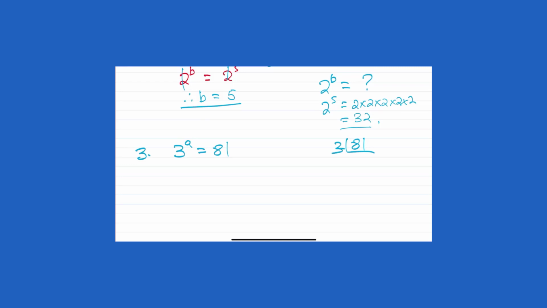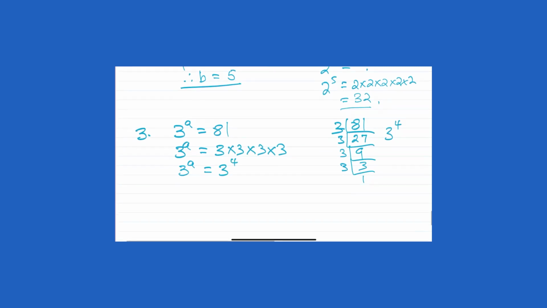So we have 3 going into 81. This will be 27. And 3 will go here, this will be 9, and 3 will go here, this will be 3, and 3 will go here, this will be 1. So we have 3 in 4 places. So we have 3 to the power of a, and it equals 3 times 3 times 3 times 3. So that will give us 81. So 3 to the power of a will equal 3 to the power of 4.